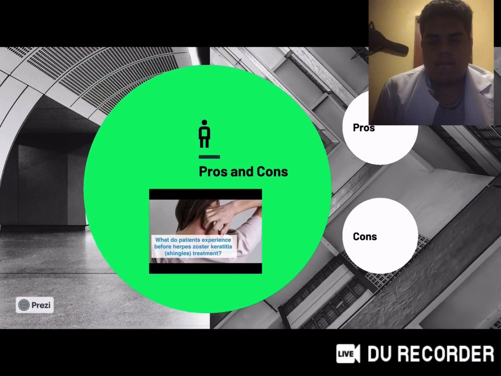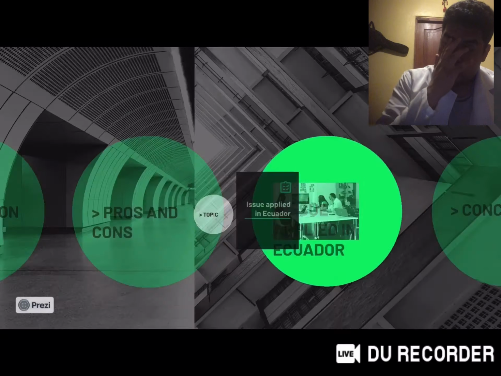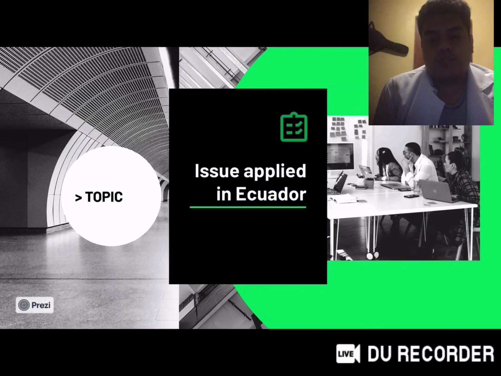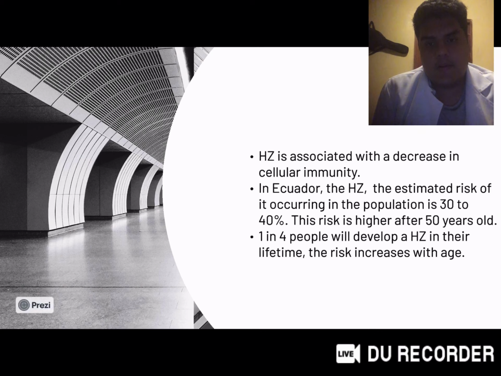The herpes zoster is associated with a decrease in cellular immunity. In Ecuador, the estimated risk of herpes zoster occurring in the population is 30 to 40%. This risk is higher after 50 years old, and 1 in 4 people will develop herpes zoster in their lifetime, and the risk increases with age.